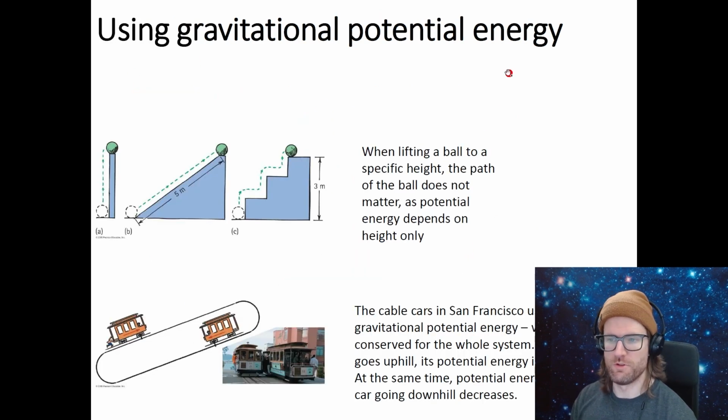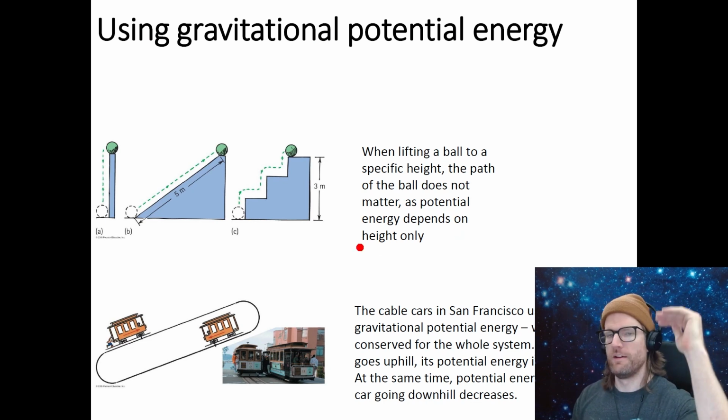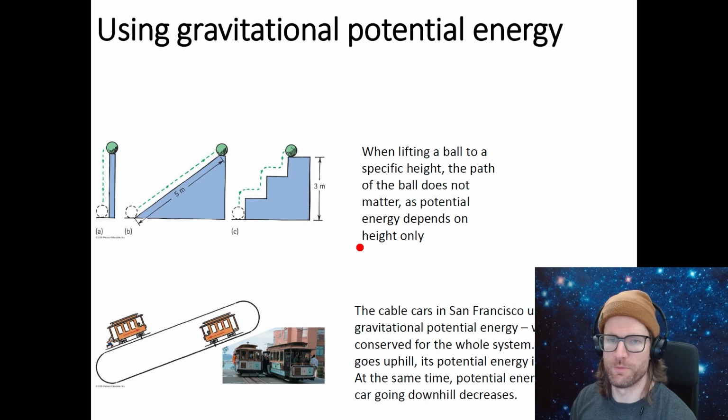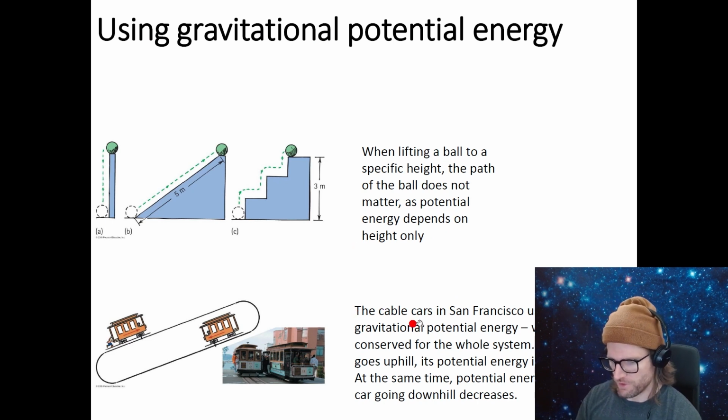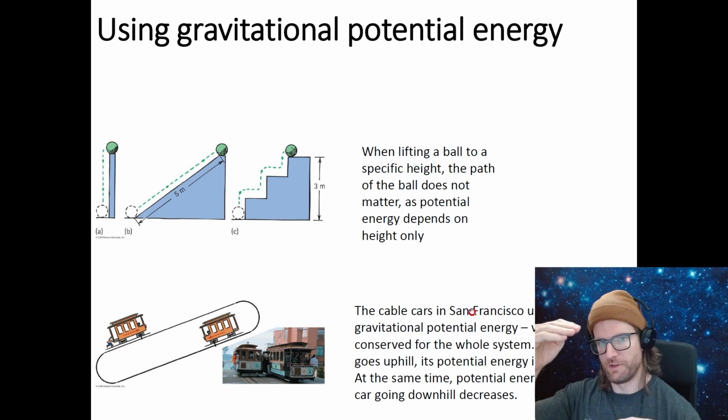So let's use some gravitational potential energy. When lifting a ball to a specific height, the path of the ball does not matter, as potential energy depends on height only. So you can take any complicated path, but whatever height you end up at determines your potential energy. The cable cars in San Francisco use gravitational potential energy to move up and down inclined planes.